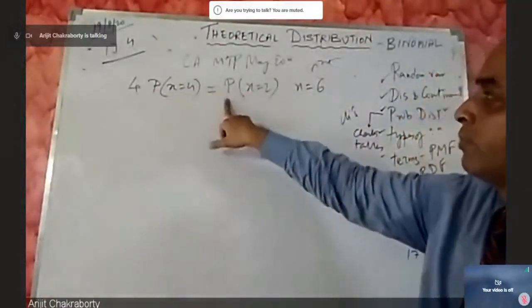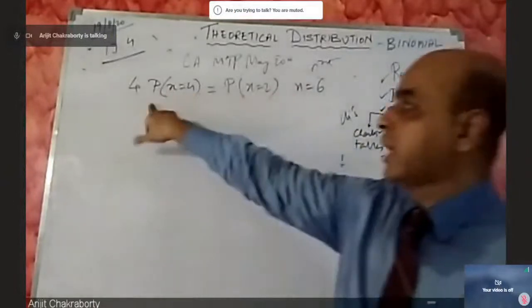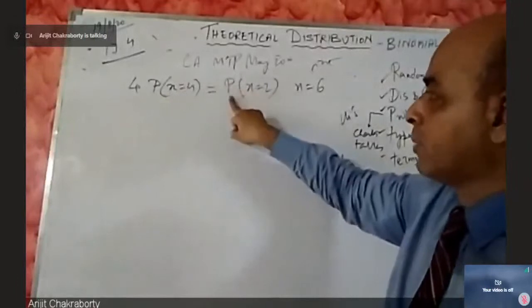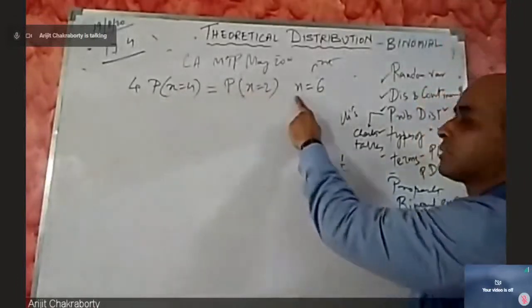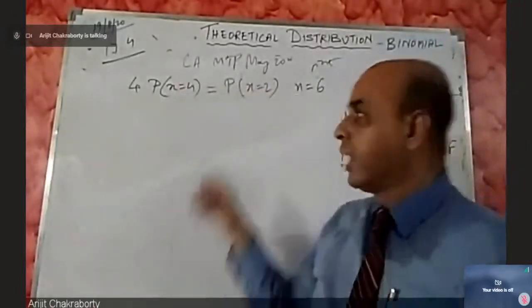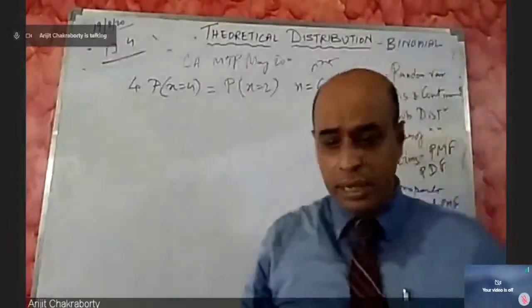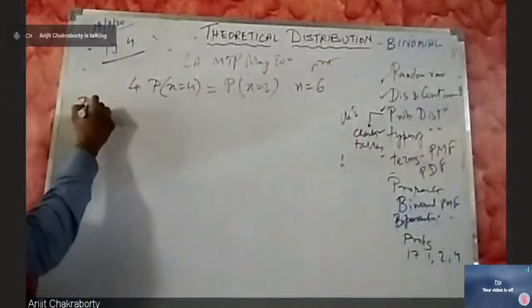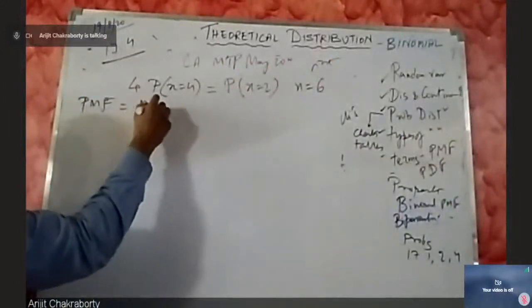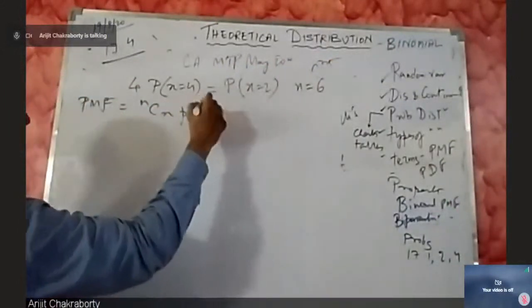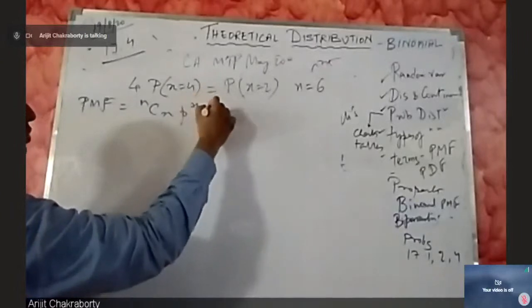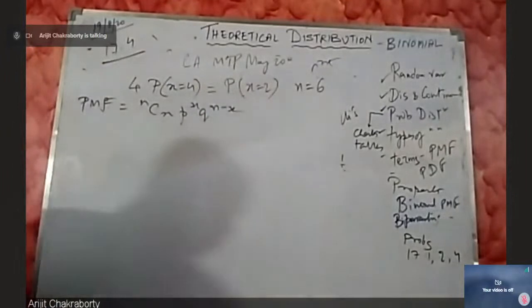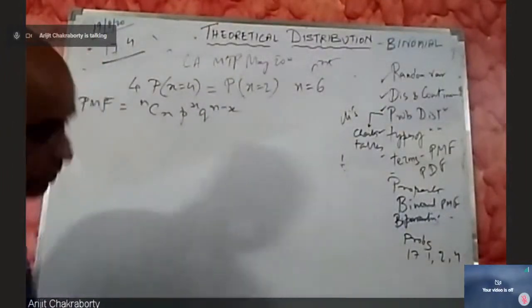This is equal to the probability that x is equal to 2. 4 times this probability is equal to P(x = 2). n is the parameter, nCx, and n is given as 6. So we first write the PMF. The probability mass function, I am writing again and again so that it's easy for you: nCx p to the power x into q to the power n minus x. Okay, so now we will try to solve it.